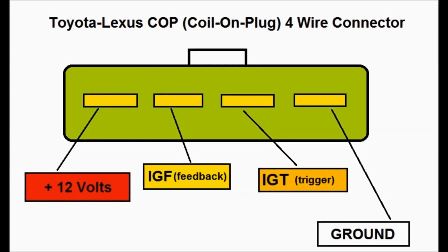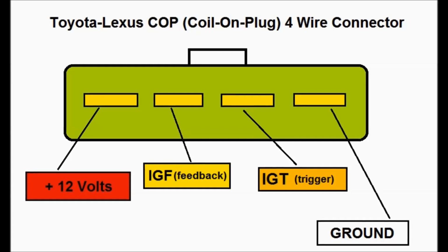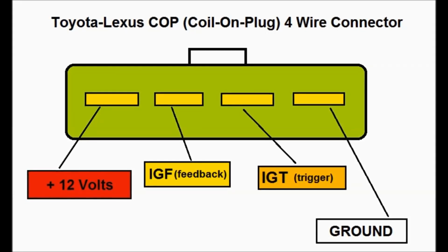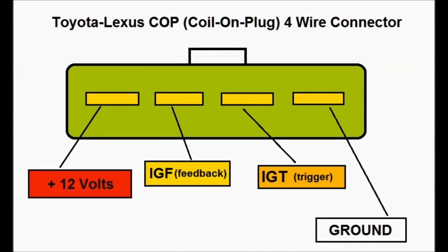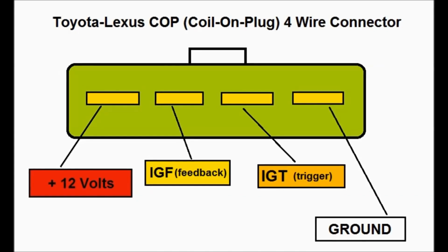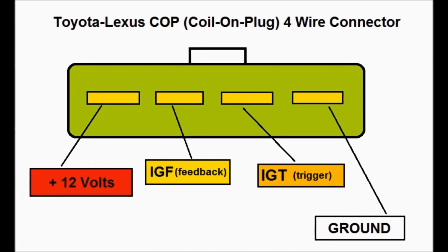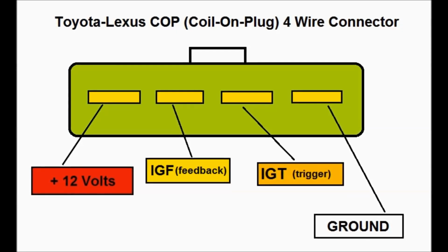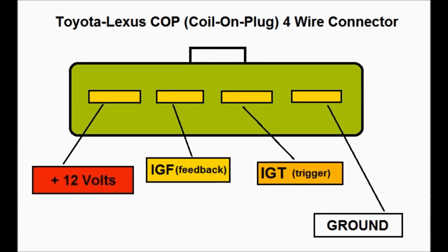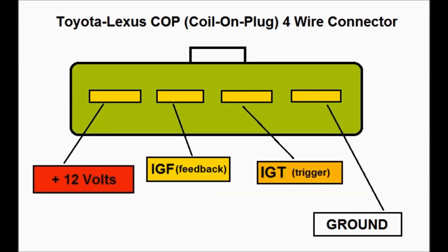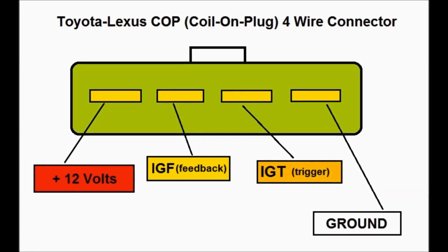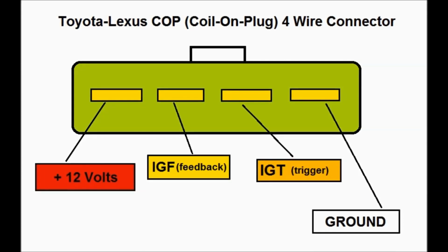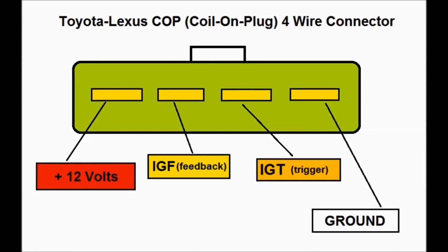Then you have the IGT, that's the trigger signal, no brainer. This is coming from the ECM. The IGF goes to the ECM, the IGT comes from the ECM, and this is what triggers the coil on and off. And the last pin, number four here, is ground. This ground is supplied, in 90% of the cases from what I've seen, from the ECM itself, and the ECM gets that ground from the chassis, from the ECM ground.